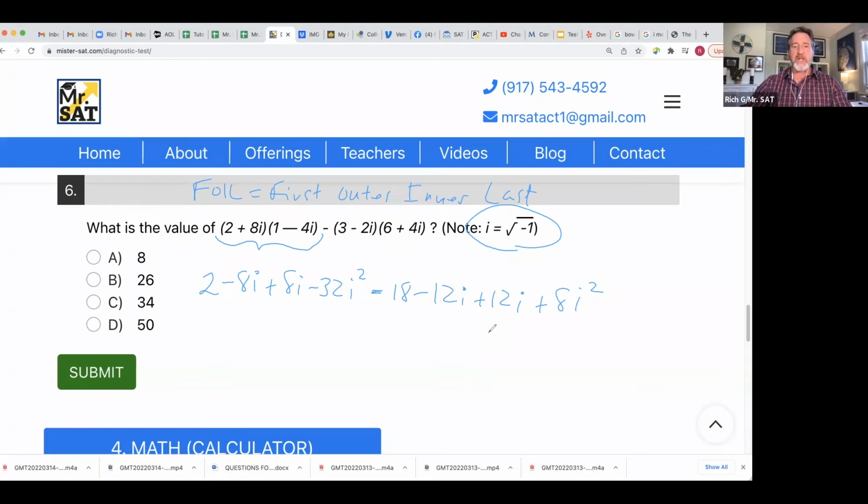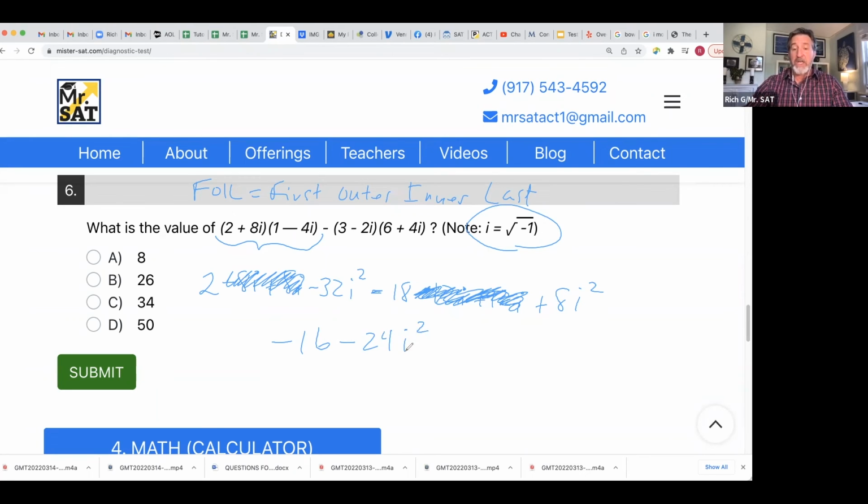All right, now we're just going to combine like terms. The first thing I'm going to do is get rid of all of these i's. I got a plus 8i and a minus 8i, and those cancel out to 0. I got a minus 12i plus 12i, and that cancels out to 0. Ooh, it's looking better already. So now I've got 2. I'm going to combine like terms now. I've got a 2 and a -18. A plus 2 plus a -18 is a minus 16. And I got negative 32i squared plus 8i squared is negative 24i squared.